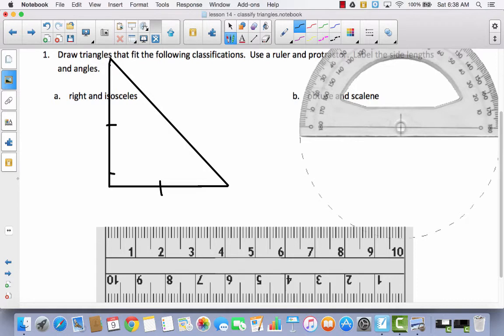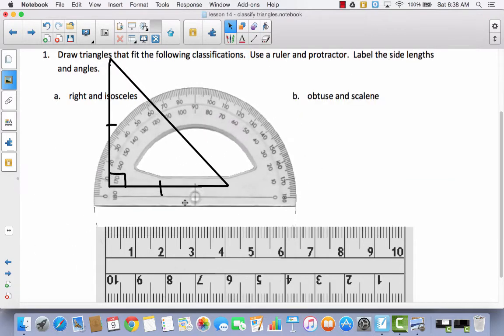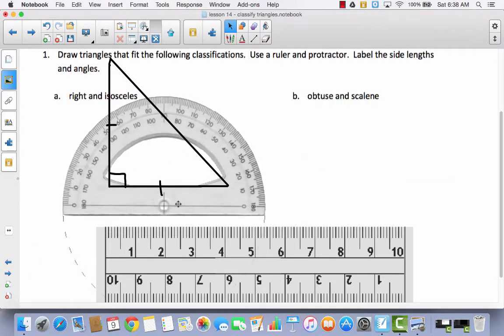And I'm going to go ahead and put this right triangle mark here to show that that is a right triangle. Okay? All right, so basically that's what we're going to do on the whole front side of this sheet today. We're going to draw triangles that have two different criteria. It's going to tell us what to do with the angles and also the sides.